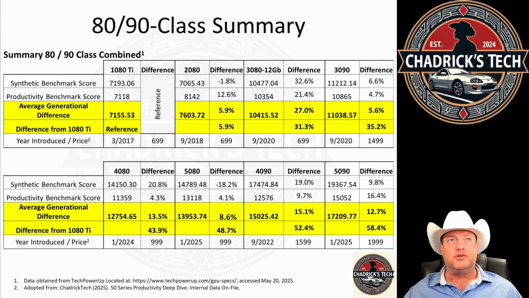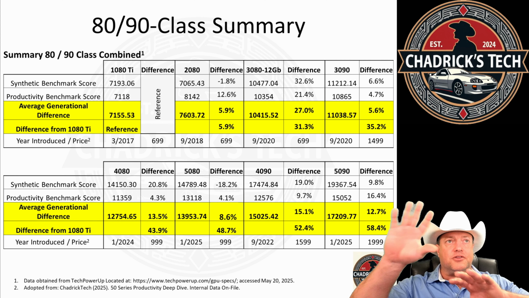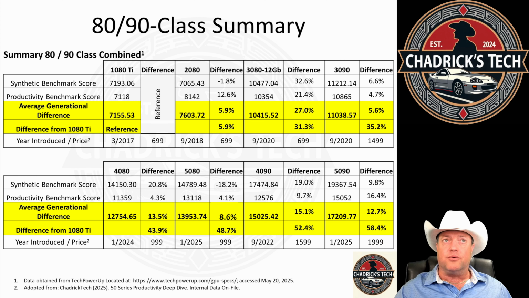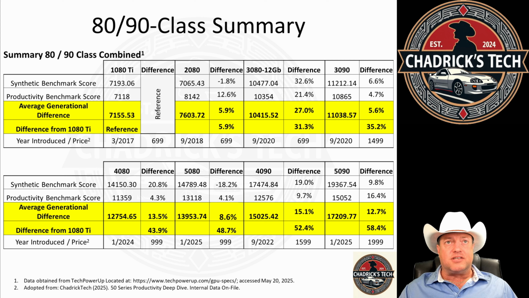Now, instead of breaking this up into 2 slides, I was able to jam the 2 slides onto 1 slide. Okay, so starting with 1080 here at the top and looking at your scores: 1080, 2080. Now, I organized it by the average generational difference score. So the generational score, you got 7155 for the 1080 Ti. The next was 2080, then 3080 12 gig, 3090, 4080 at 12,700, and then 5080.